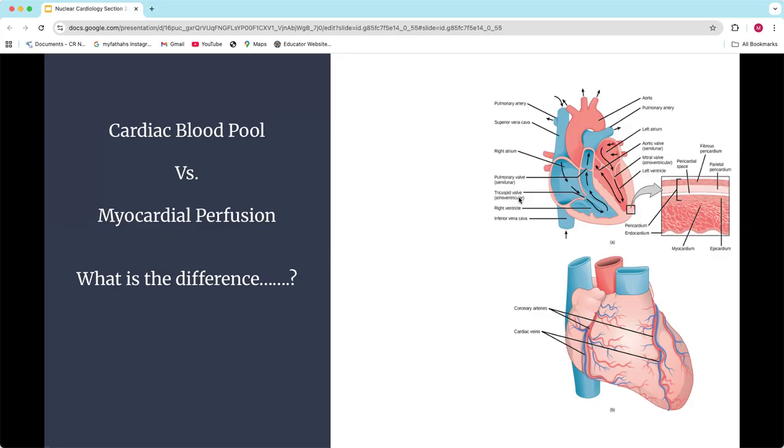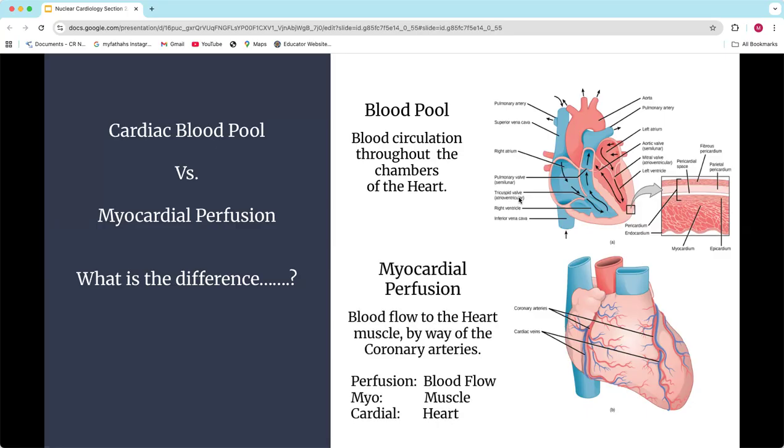And then myocardial perfusion is the blood flow that goes through the coronary arteries and then perfuses into the heart muscle itself, right? If you think of the actual words, myo is muscle, cardial is the heart, and perfusion literally means blood flow to a muscle or an organ. So with our imaging, we're going to see, like you mentioned, perfusion or counts that are coming from within the heart muscle itself. And that's what comes through the coronary arteries.